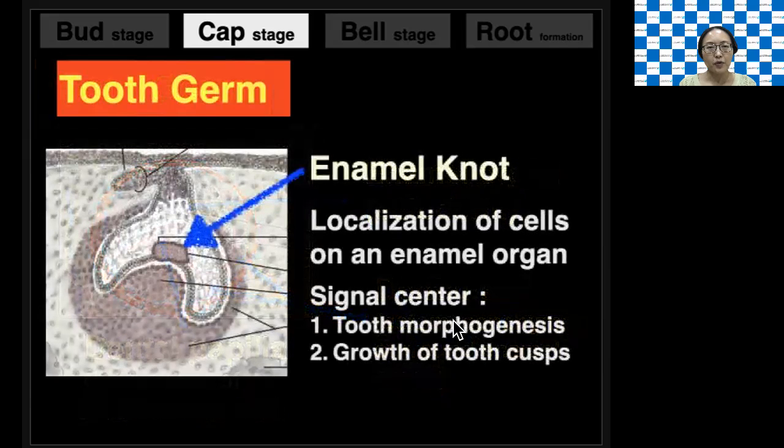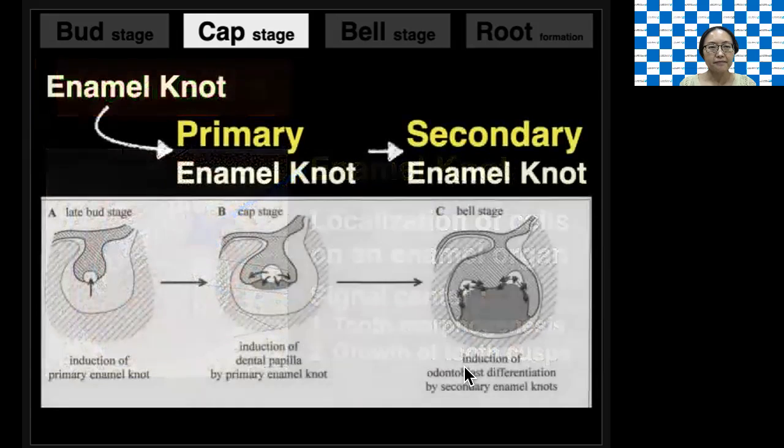There is an important part inside the tooth germ. We call it enamel knot. The enamel knot is a localization of cells in the enamel organ, and it is a signaling center that determines the tooth morphogenesis and growth of the tooth cusps. So that's why teeth can have different morphology.